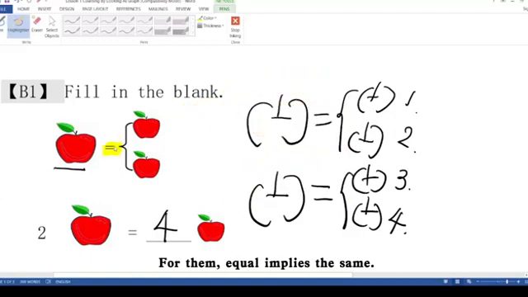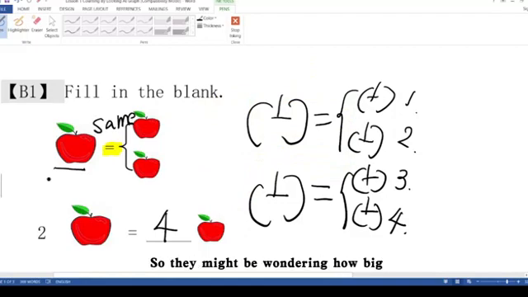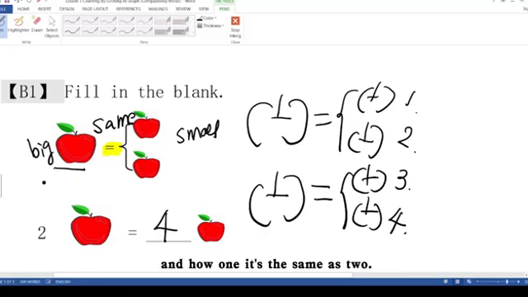For them, equal implies the same. So they might be wondering how big is the same as small, and how 1 is the same as 2. It just doesn't make sense to them. So why does it make sense to us?